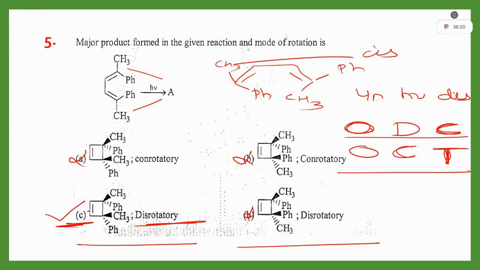In cone rotation, whatever group stereochemistry is in your starting material, it will be retained in the product. But if disk rotation is taking place, your opposite groups will become cis and your same side groups will become trans. I hope I am clear here.